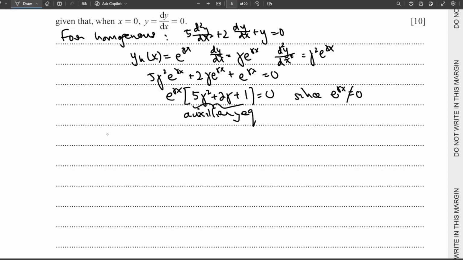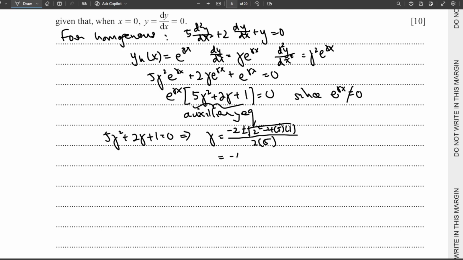So to solve it: 5 gamma squared plus 2 gamma plus 1 equals 0. We will use the quadratic formula, since you are not able to factorize this. Negative b plus or minus the square root of b squared minus 4ac, then everything divided by 2a.